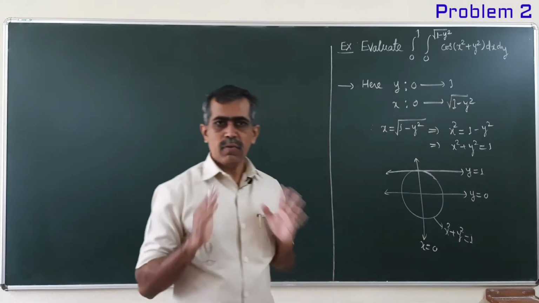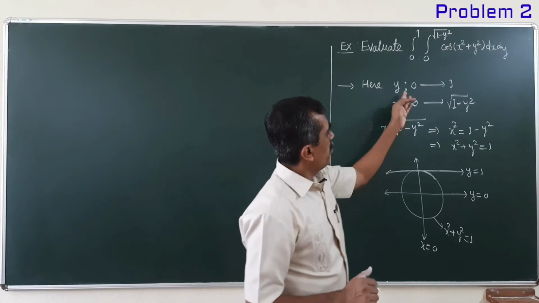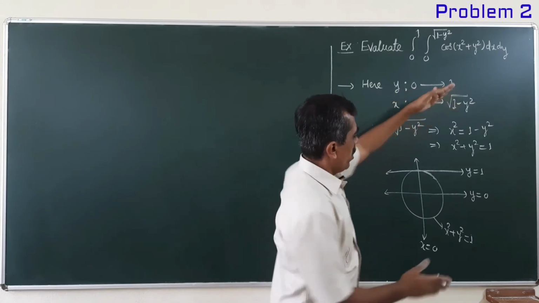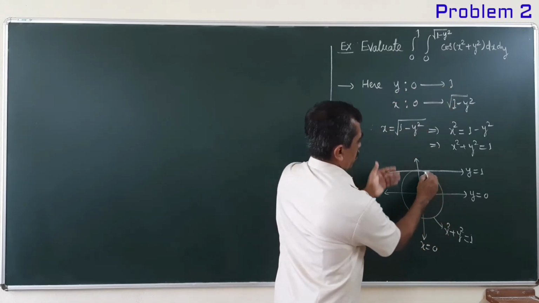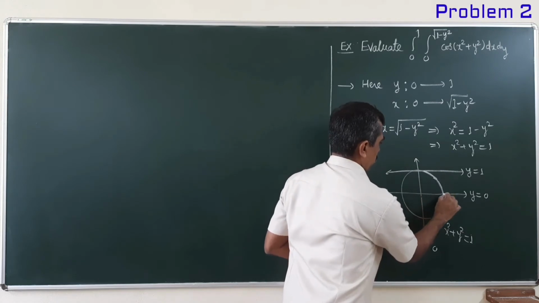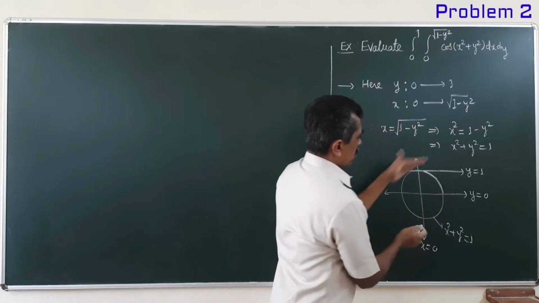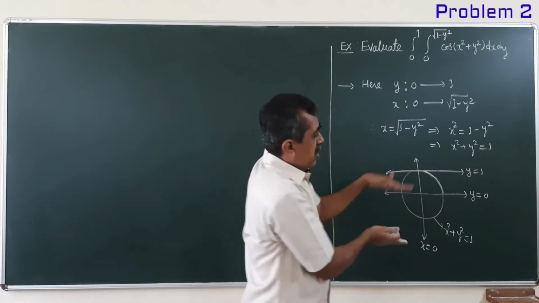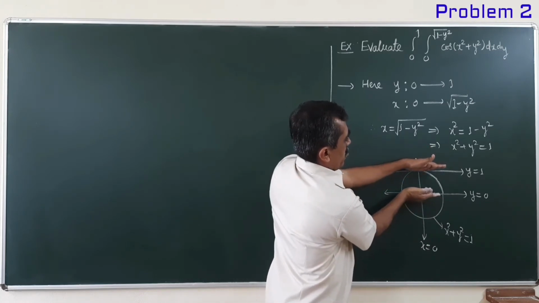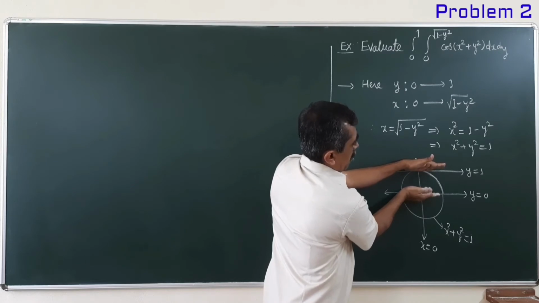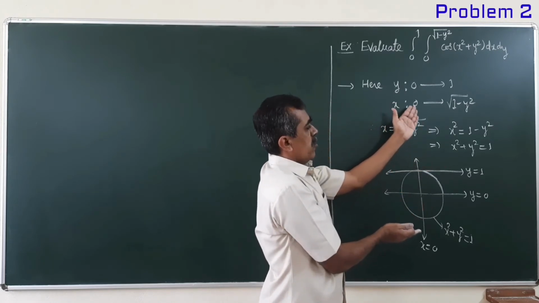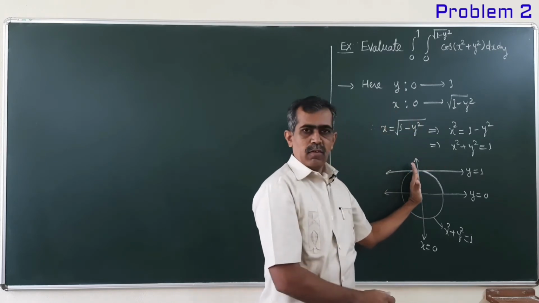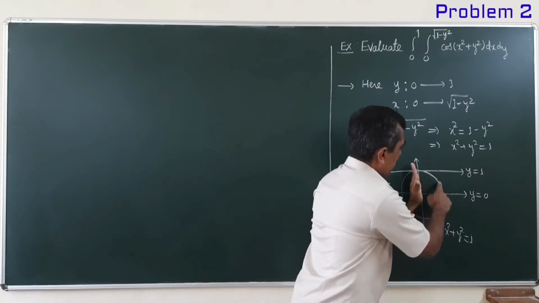Now I have everything. What are the limits of y? Y runs from 0 to 1, so our domain of integration should lie between these two lines. And not only that, what is another restriction? X runs from 0, so x is equal to 0 to the circle.